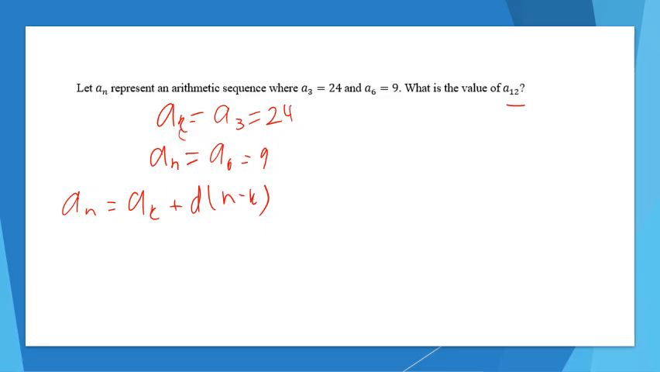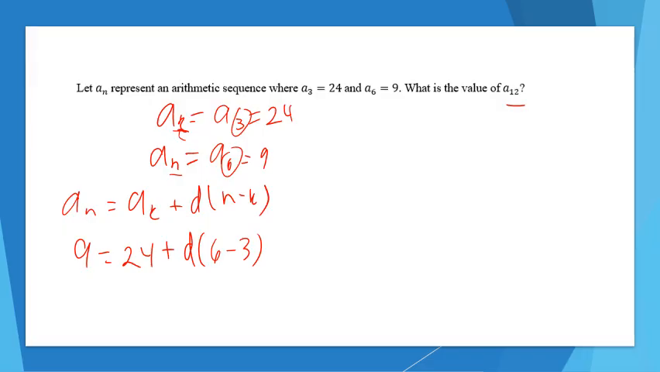So remember, you can kind of go alphabetically, right? K comes before n, so then a of k should come before a of n. This then would be 9 equals 24 plus d times n, which is 6, minus k, which is 3, given from those position indicators there.